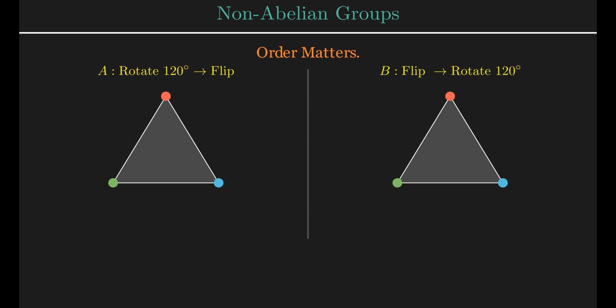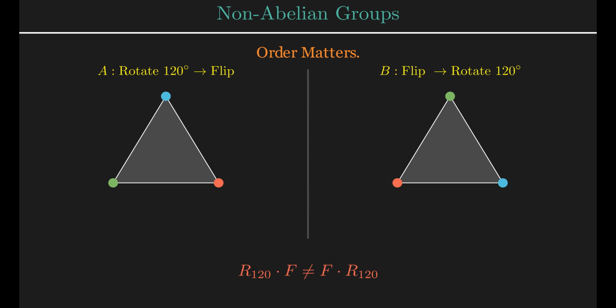Let's perform the first step. The left triangle rotates, while the right triangle flips. Now, the second step. The left triangle flips, while the right triangle rotates. Compare the final results. Look closely at the positions of the colored vertices. They are not in the same place. The outcome on the left is distinct from the outcome on the right. Therefore, rotation followed by flip is not equal to flip followed by rotation. Since changing the order of operations changes the result, the symmetry group of the triangle is non-abelian.